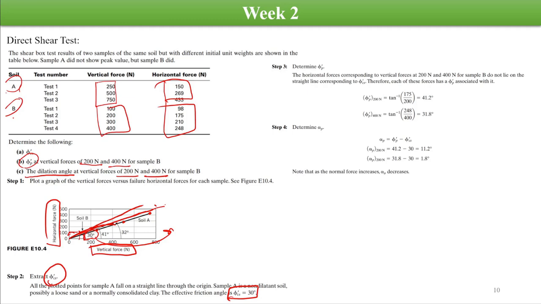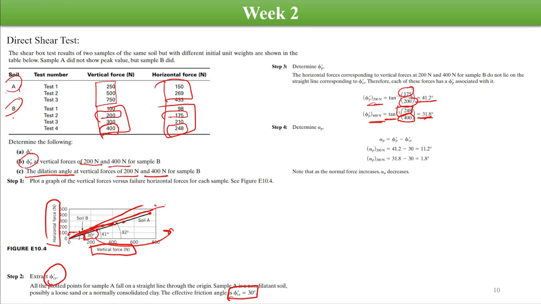And if we need to determine the internal friction angle at 200 Newton and 400 Newton, then we can obtain it from the slope of this line, tan inverse. At 200 Newton the value of the horizontal force is 175. So that's going to be tan inverse of 175 upon 200. So it will give you a value of 41.2 degrees. And at 400 Newton, it will give you tan inverse of 248 over the vertical force of 400, right? So it will give you a value of 31.8 degrees.